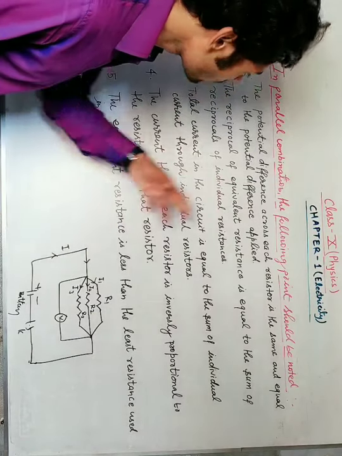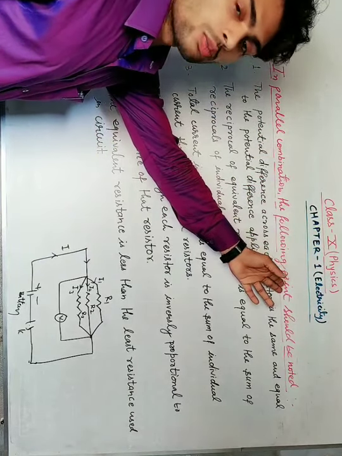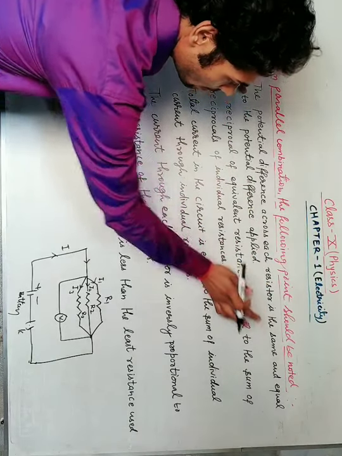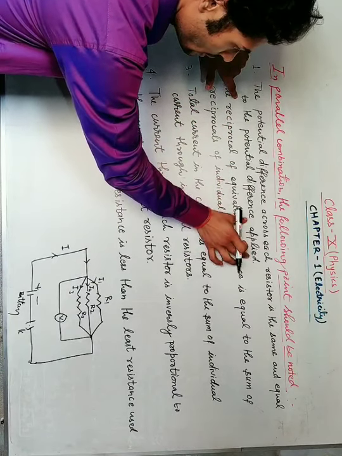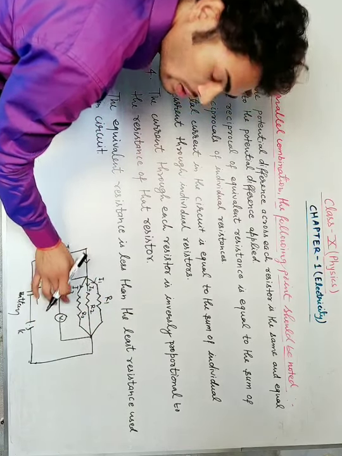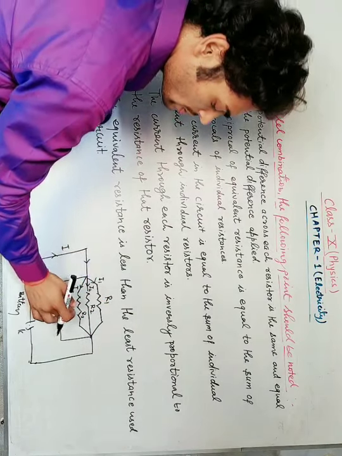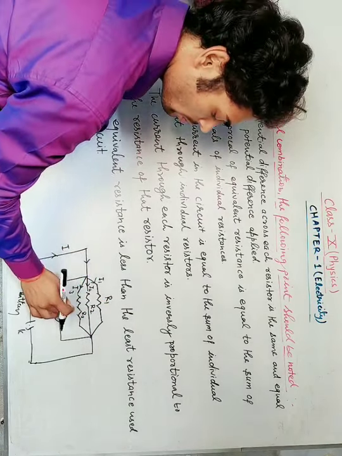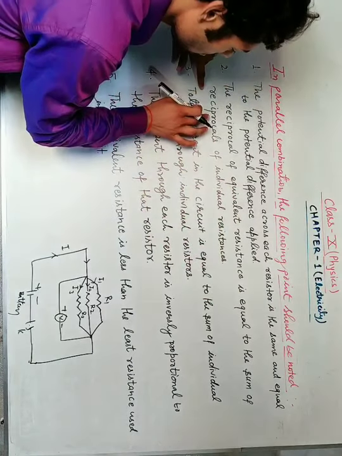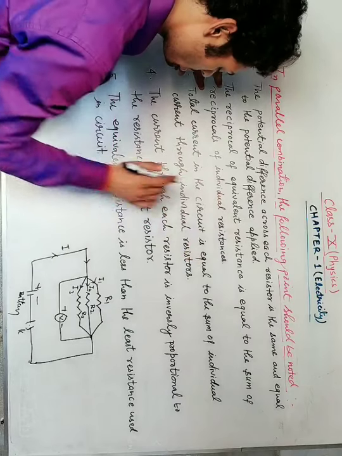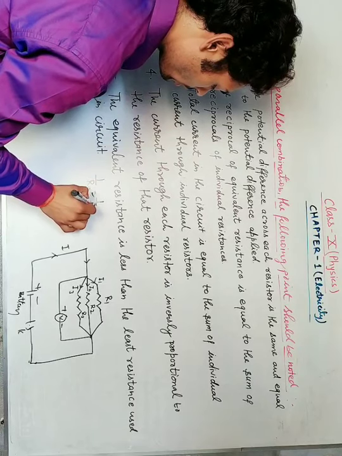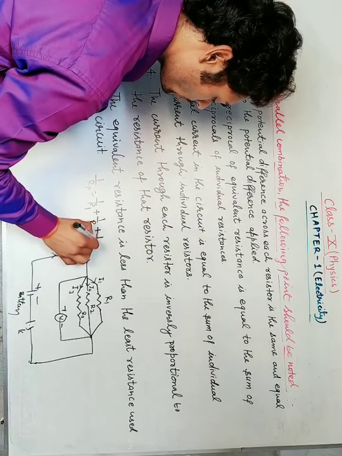In parallel combination, the following points should be noted. First, the potential difference across each resistor is the same and equal to the potential difference applied. Means in parallel combination, the potential difference across each resistor is the same. And next, the reciprocal of equivalent resistance is equal to the sum of reciprocals of individual resistances. Means 1 by Rp equal 1 by R1 plus 1 by R2 plus 1 by R3.